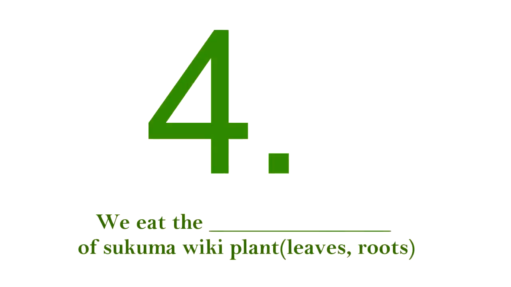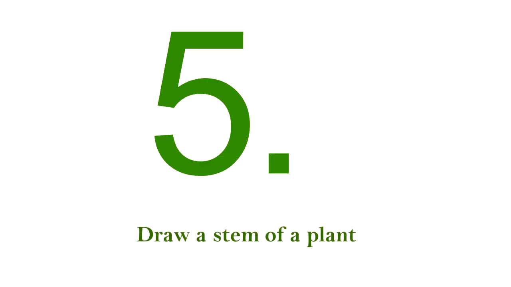Question 4. We eat the dash of the sukuma wiki plant. If it's the leaf, you say the leaf. If it's the root, you say the root. The last one, number 5, you are asked to draw a stem of a certain plant. Draw a stem of a plant.